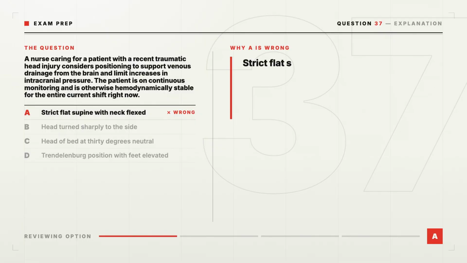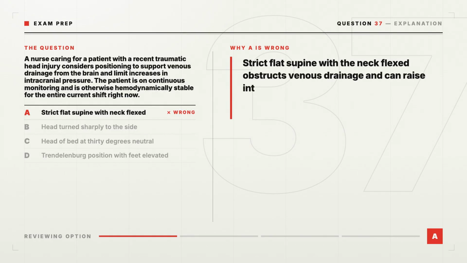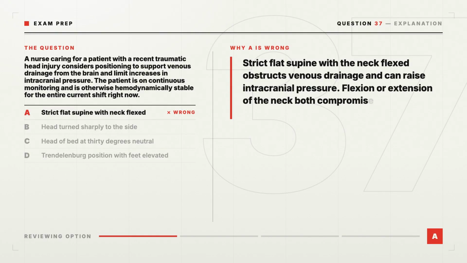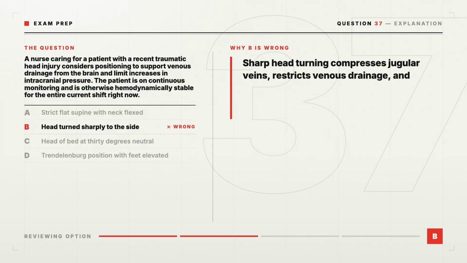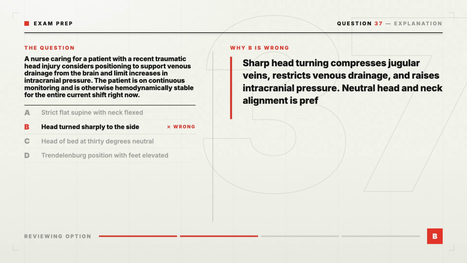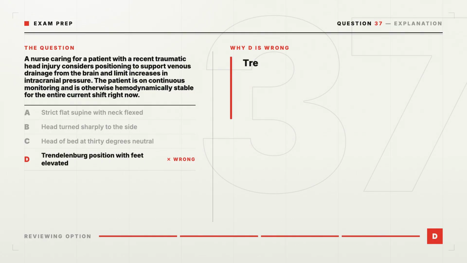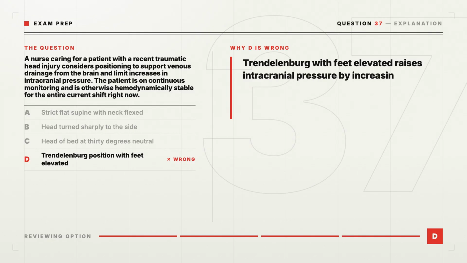A is wrong because strict flat supine with the neck flexed obstructs venous drainage and can raise intracranial pressure. Flexion or extension of the neck both compromise jugular outflow and worsen pressure inside the skull. B is wrong because sharp head turning compresses jugular veins, restricts venous drainage, and raises intracranial pressure. Neutral head and neck alignment is preferred so that drainage from the cranium is not impeded by the neck position. D is wrong because Trendelenburg with feet elevated raises intracranial pressure by increasing venous return to the head.